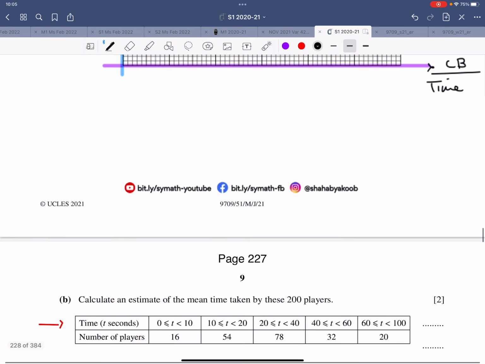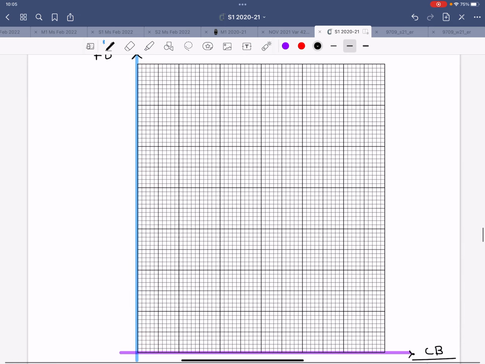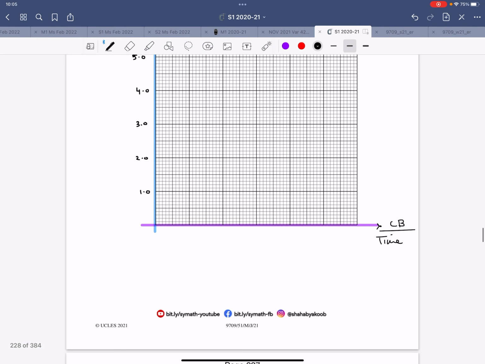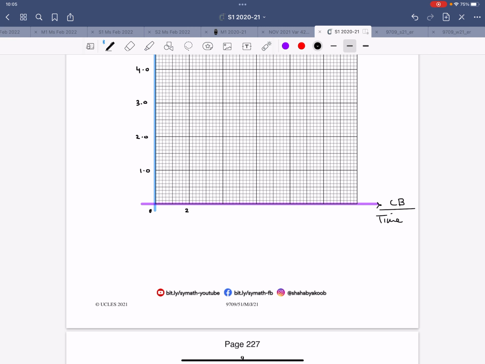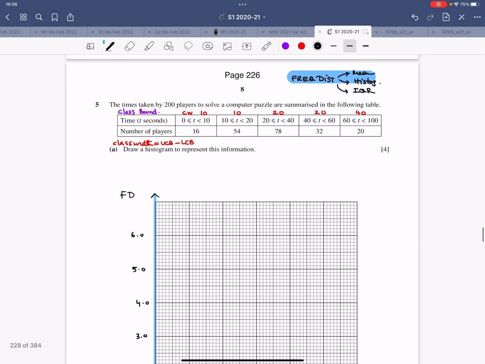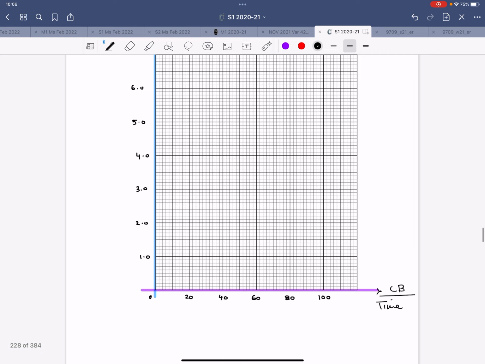So I'll just set it up like this. Therefore, this is frequency density 1.0, this is 2.0, this is 3.0, 4.0, then it's 5.0, and then this is 6.0. So that's the frequency density. And then it's 0 till 100. So this is 0, and this is 20, and this is 40, 60, 80, and 100. So that's how you do the labeling. And then you draw vertical bar. Let me just draw one bar, 0 to 10, that is the height of 1.6.